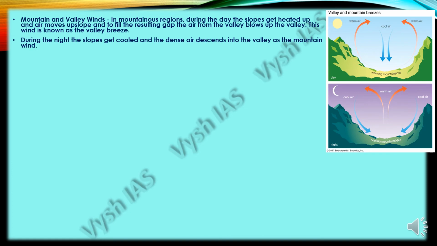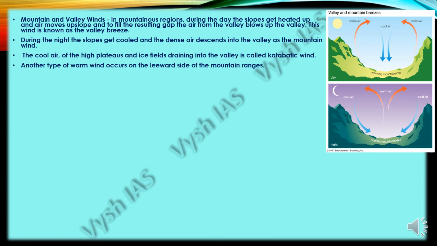So during the night, what will happen? The opposite. The slopes get cooled and the dense air descends into the valleys as the mountain wind. The cool air of the high plateaus and the ice fields starts draining into the valley, and this is known as the katabatic wind.